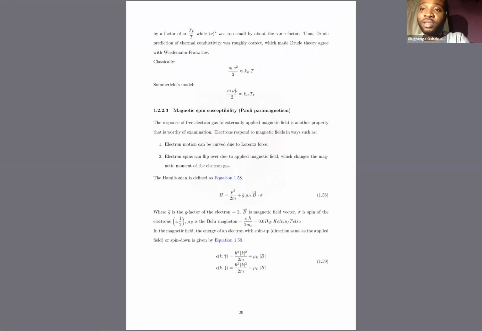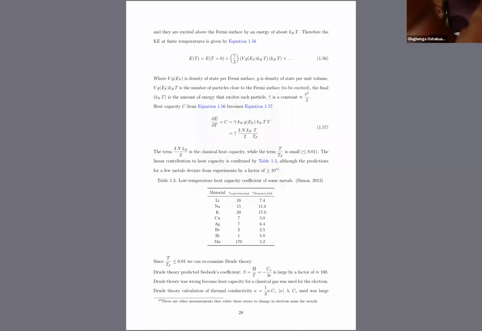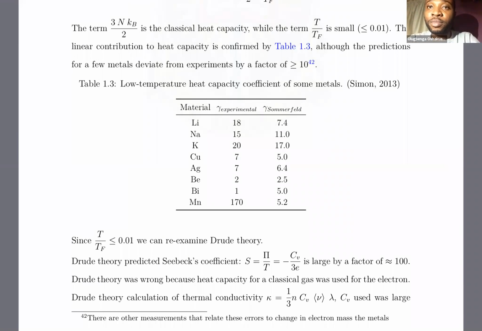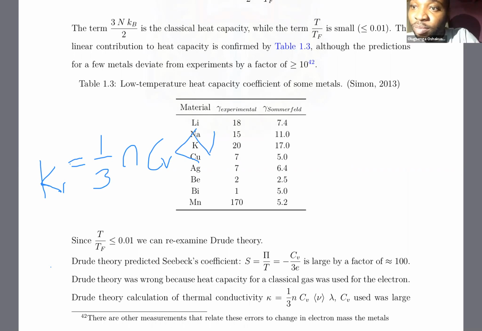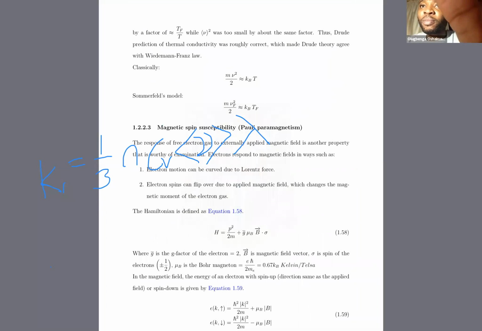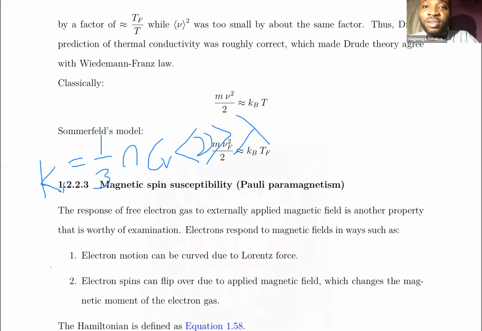So I think it's good I write this out. Our kappa is equal to 1/3 n C_V, the velocity, and lambda. That's the scatter length. Okay, I go over it again. This is kappa, thermal conductivity.